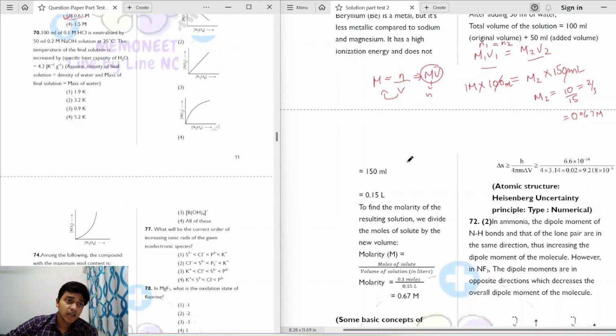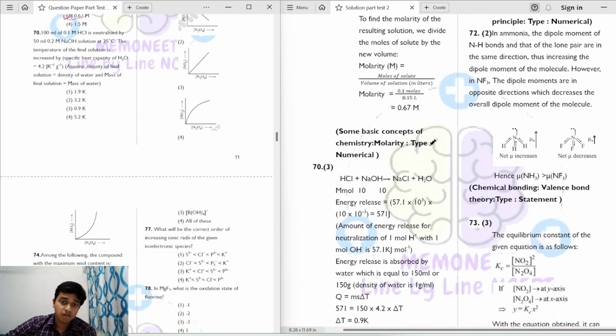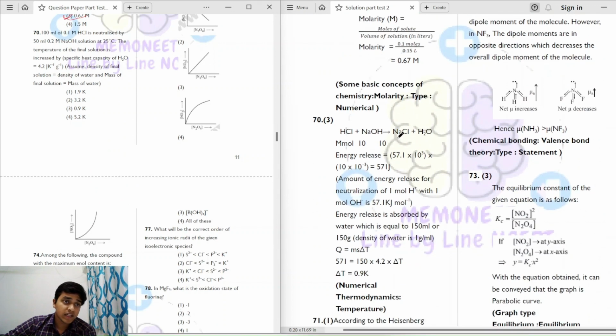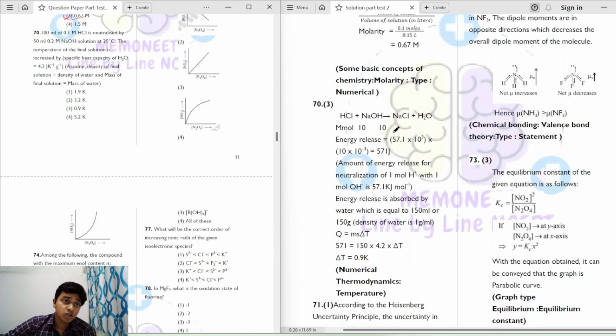The question says 100 ml of 0.1 molar HCl is neutralized by 50 ml 0.2 molar NaOH solution at 25 degrees Celsius. So we have a neutralization reaction between HCl and NaOH. The temperature of the final solution is increased by. So we have to find out the change in the temperature when HCl and NaOH are reacting. So first of all, we have 100 ml of 0.1 molar HCl.